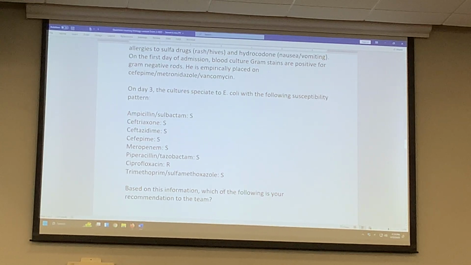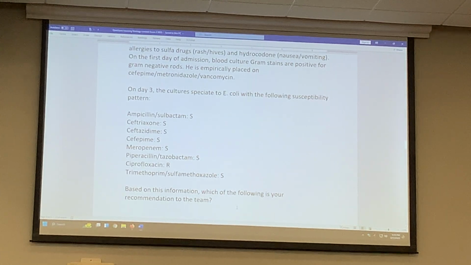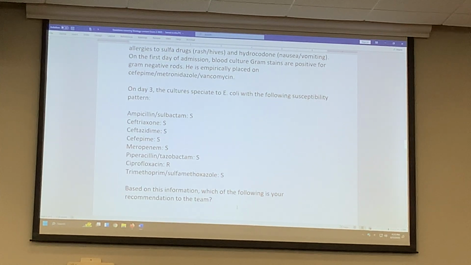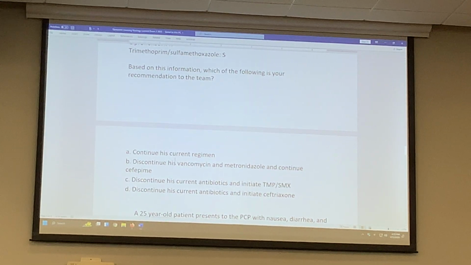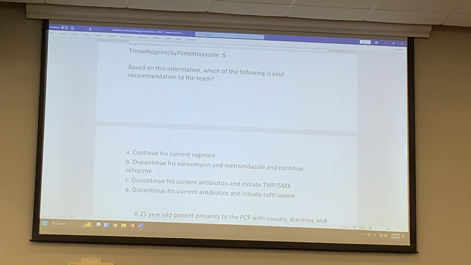Based on this information, which of the following would be your recommendation? Keep in mind what the patient is taking: cefepime, metronidazole, vancomycin. You want to continue the current regimen. You want to discontinue the vanco and metronidazole and continue cefepime. You want to discontinue his current antibiotics and initiate Bactrim. You want to discontinue his current antibiotics and initiate ceftriaxone.